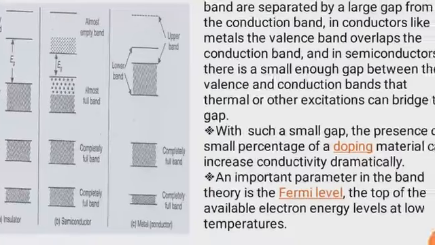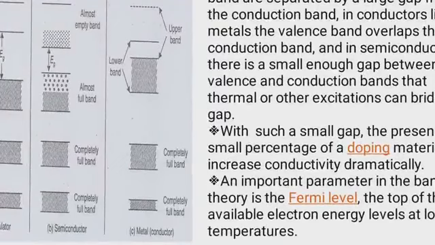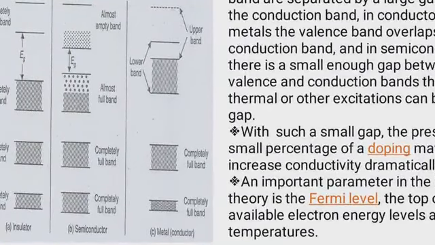So what is band gap or forbidden gap? Band gap is nothing but the difference between the conduction band and the valence band, which is denoted over here as Eg. So we can write Eg is equal to Ec minus Ev, and the unit of Eg, the band gap, is electron volt.